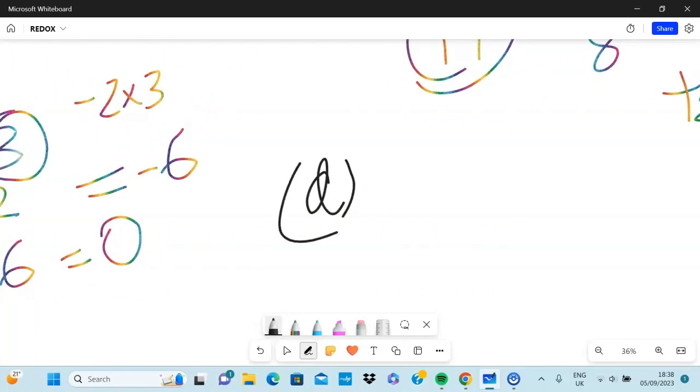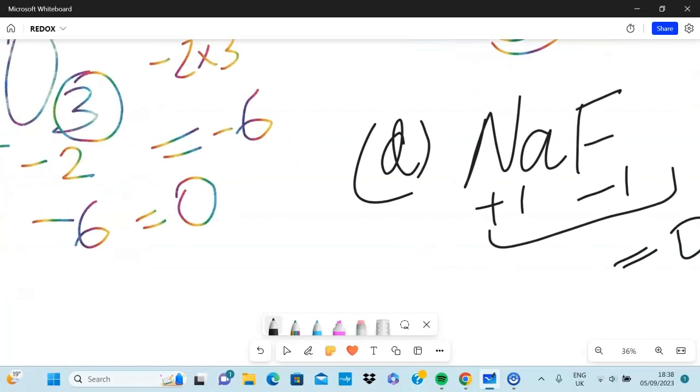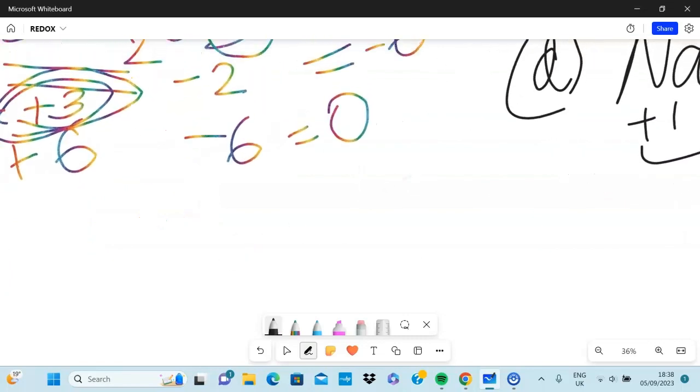Okay. Next up, NaF. The star of last video, NaF. We know Na is plus 1 because it's in group 1. And as I said, always, always, always, fluorine is minus 1. So that would be 0. Very easy. So that's how you do oxidation numbers as a whole.